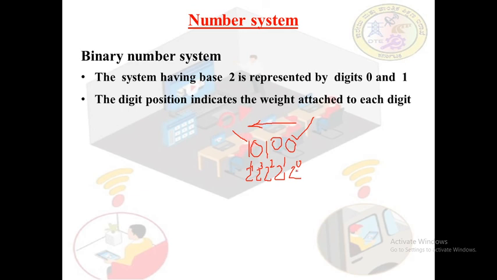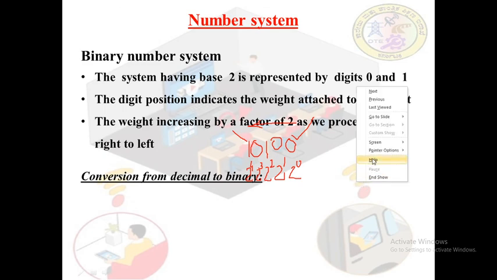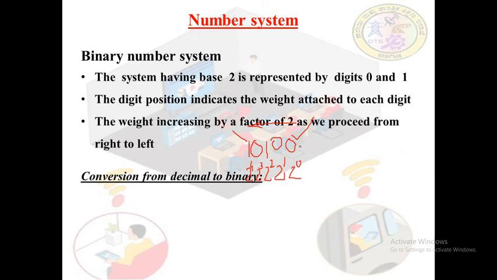The first digit is represented by 2 power 0. The second digit is represented by 2 power 1, etc. The weight is increasing by a factor of 2 as we proceed from right to left. This is the binary number system. We call it a positionally weighted number system because each digit has a weight based on its position. Hence, the binary number system is called the positionally weighted number system.